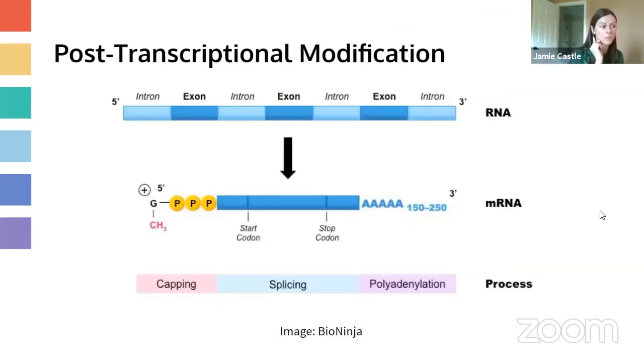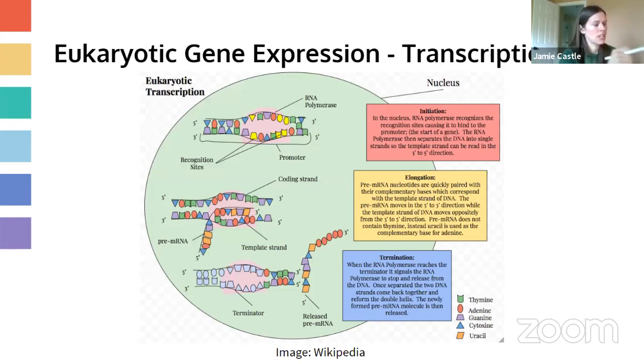Yeah, so this image illustrates what Danielle was just talking about, the post-transcriptional modification that happens, the addition of the cap and the tail, and then this alternate splicing that can take place. So we'll come back to that. I just want to hit this really quickly.